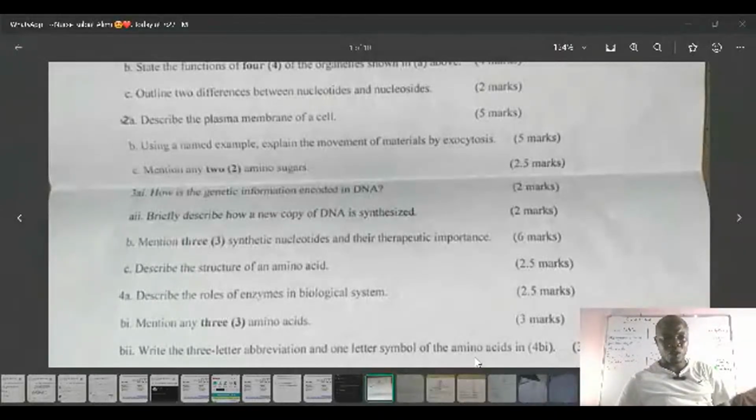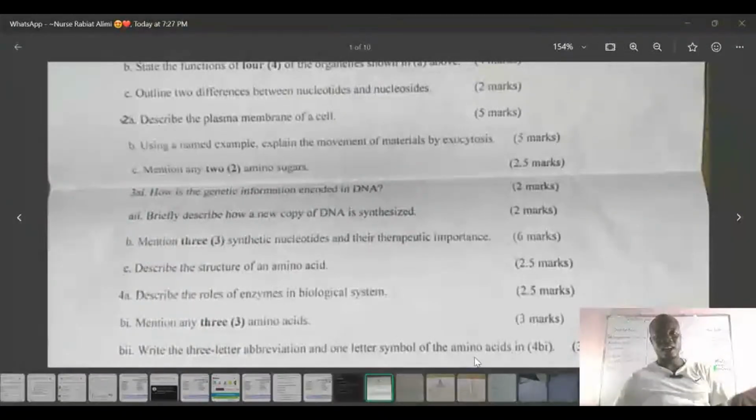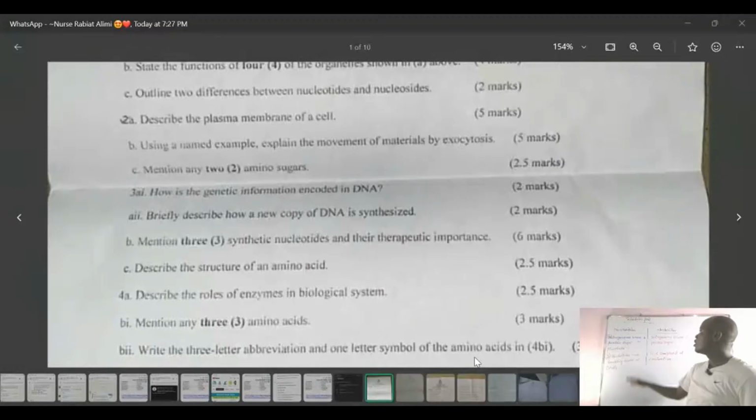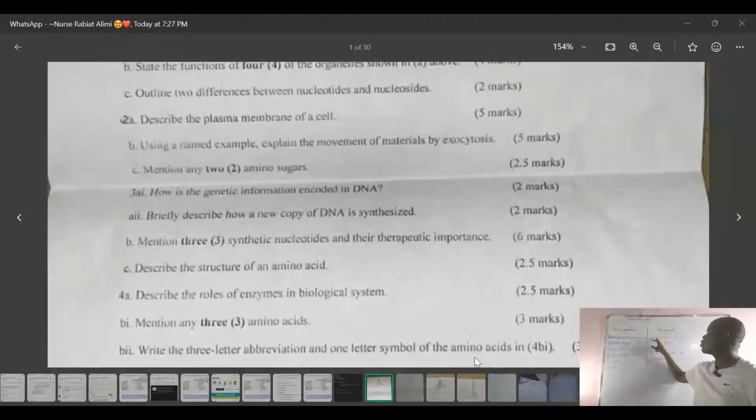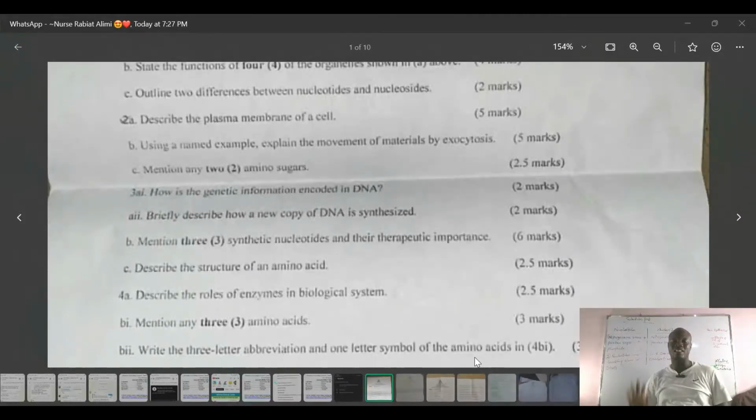Question 2a says describe the plasma membrane of a cell. The question says the differences between nucleotides. A nucleotide is made up of three components: nitrogenous base, pentose sugar, and phosphate. A nucleoside is made up of only a nitrogenous base plus a pentose sugar. Nucleotides are the building blocks of DNA, while a nucleoside is a component of nucleotides.